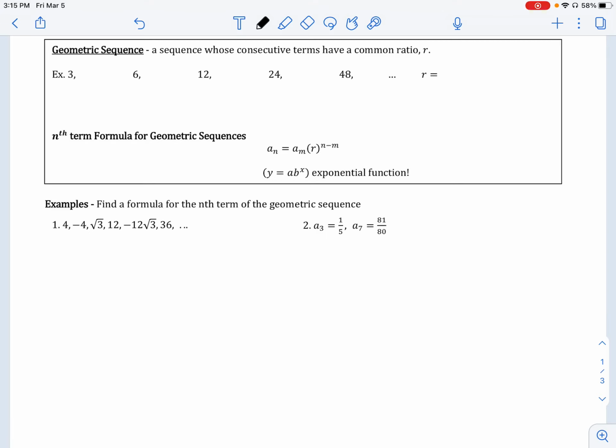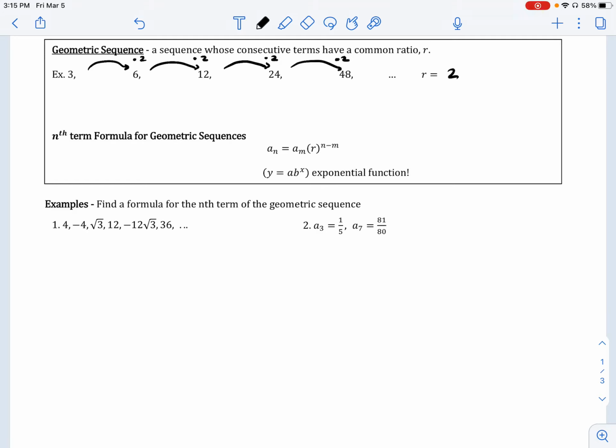So if we take a look at this particular sequence that we have here, what would our common ratio be? Well, it's pretty evident that our common ratio is 2. In other words, we're multiplying by 2 every single time, right? So from 2 to 12, we're multiplying by 2, right? So we would say that our common ratio is 2. Now, that's easy and all.